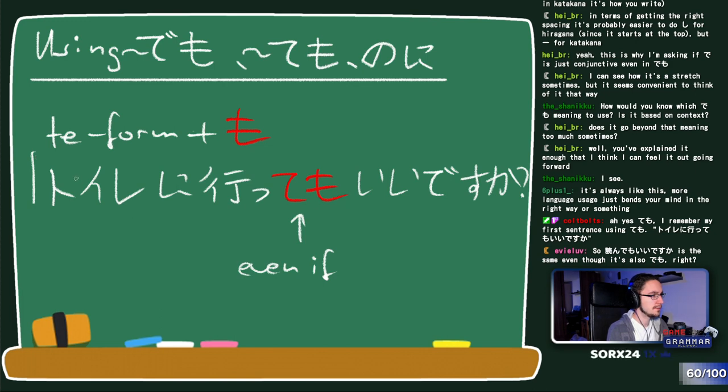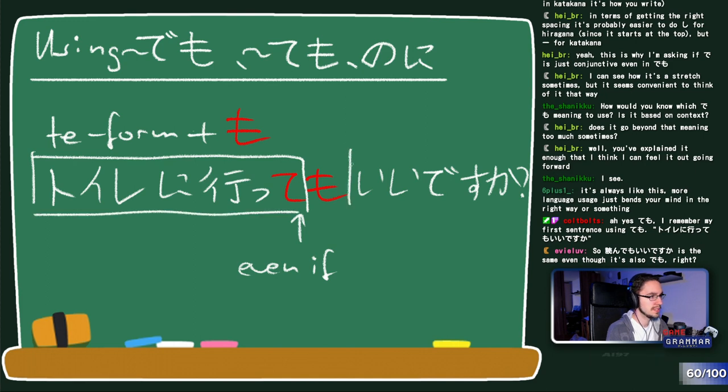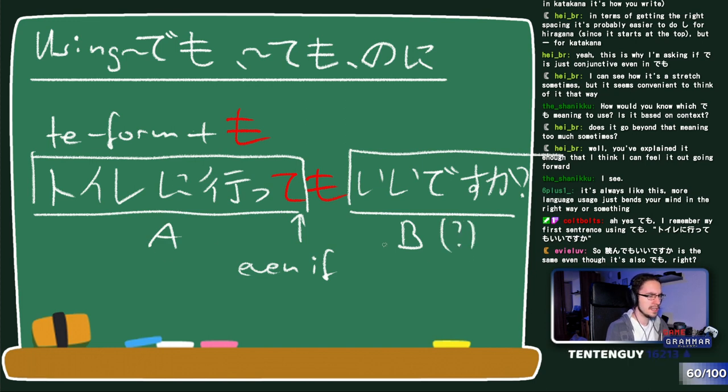I'll enclose it up to the te. It's a bit awkward here to really draw the boxes, but yeah. So like, even if A, B. And then B here is a question. So here we're asking, even if A, still B? Kind of like that. Yondemo ii desu ka?